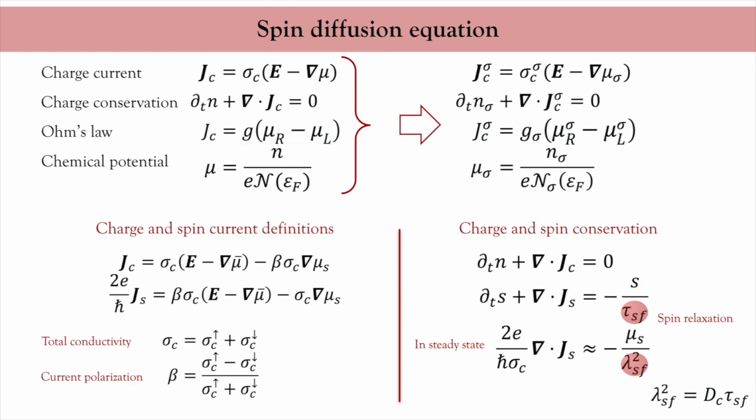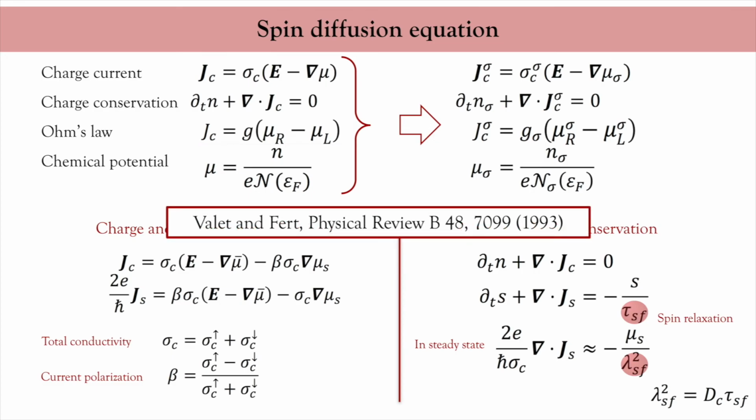The drift diffusion equation has been the object of many theoretical works in the late 80s and early 90s, and it is difficult to give a full account of this vast literature. Therefore, I just mention what is considered the standard reference in the field, the famous paper by Thierry Valet and Albert Fert, where the spin-dependent drift diffusion equation is derived based on the semi-classical Boltzmann equation.